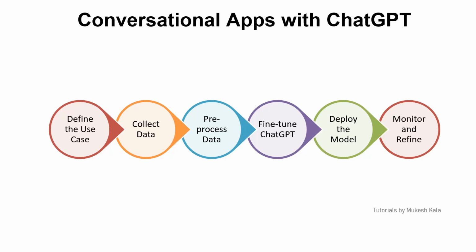Right? So overall, I can say that building a conversational AI application with ChatGPT requires a combination of domain knowledge, data engineering skills, and machine learning expertise. By following these steps, we can build a conversational AI which can, in the end, add value to your users, right? So building a conversational app with ChatGPT is absolutely possible.